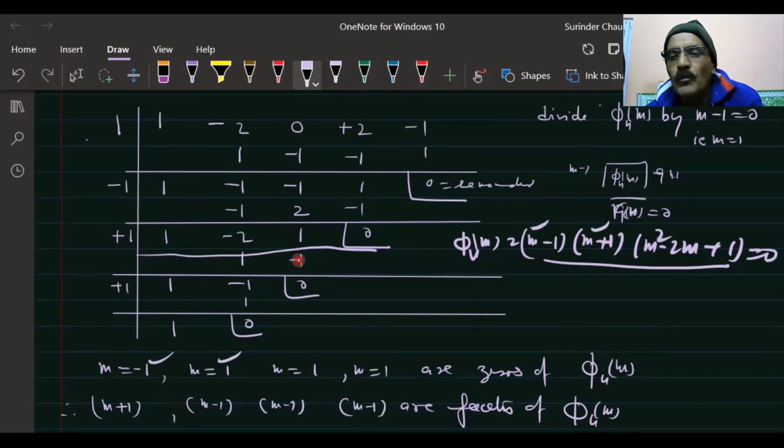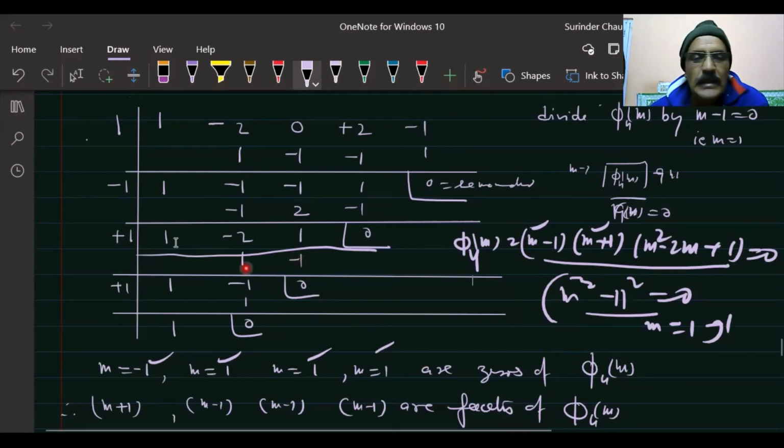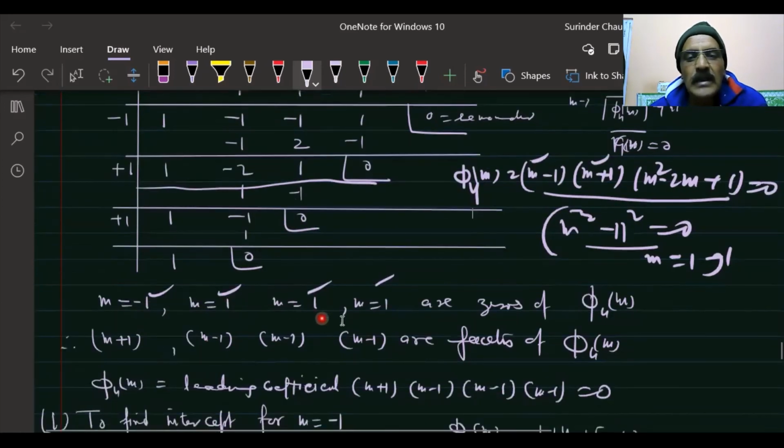Now other roots will be given by m into m minus 1 whole square is equal to 0. m is equal to 1 and 1. So now this equation phi 4 of m has 4 roots, minus 1 and 1 is repeated 3 times. So the roots of the polynomial phi 4 of m are the zeros of the polynomial phi 4 of m.